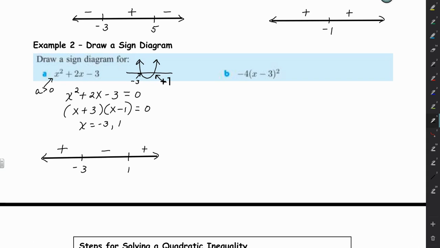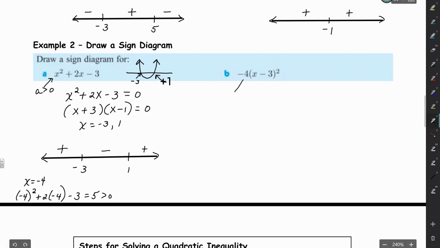Now, the other thing that you could do is you could set a value that is less than -3. So let's say x is -4. And we put that -4 into our quadratic expression. So we're going to get -4 squared plus 2 times -4 minus 3, right? That's going to give us a value of +5. Well, 5 is greater than 0, so we know that it's going to be positive. And so you could certainly do that for these as well. All right, now moving on to letter B, we know that we have a value of a.